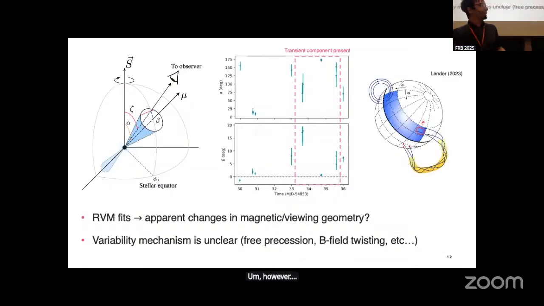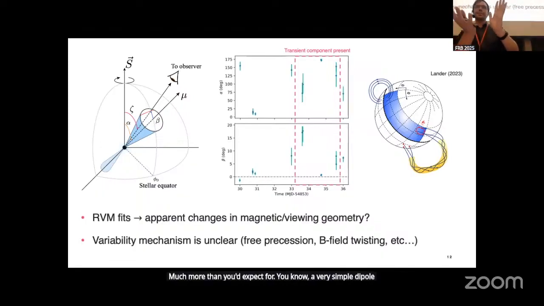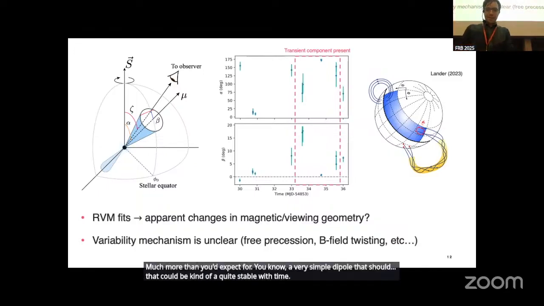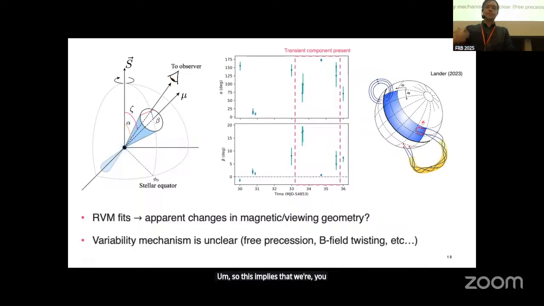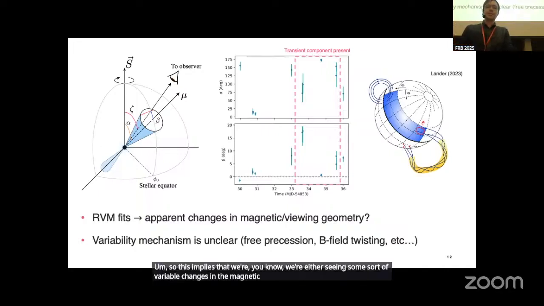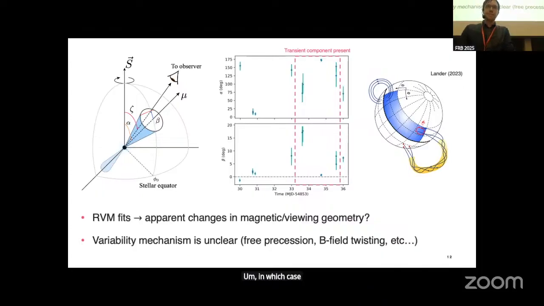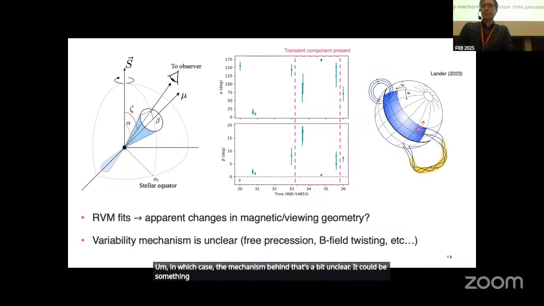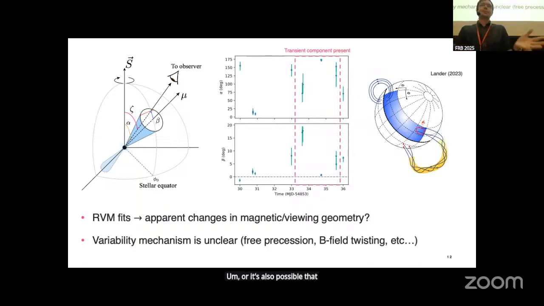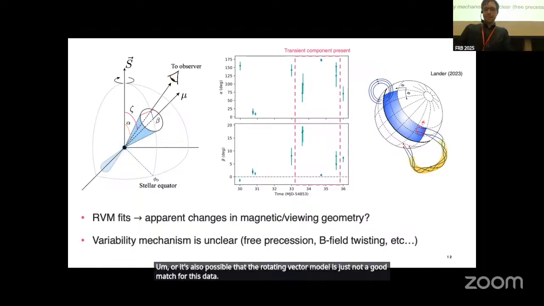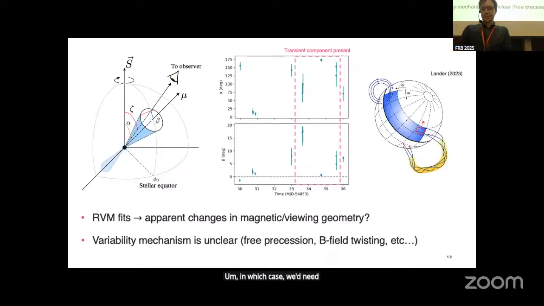However, if we look at this middle panel here, the implied angles between the spin and magnetic axes are incredibly variable, much more than you'd expect for a very simple dipole that could be quite stable with time. So this implies that we're either seeing some sort of variable changes in the magnetic and viewing geometry of the star, in which case the mechanism behind that is a bit unclear. It could be something like free precession or twisting of the magnetic field, or it's also possible that the rotating vector model is just not a good match to this data, in which case we'd need something more complicated to explain what's going on.